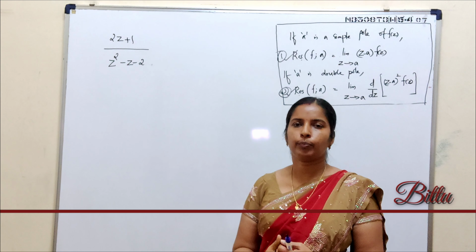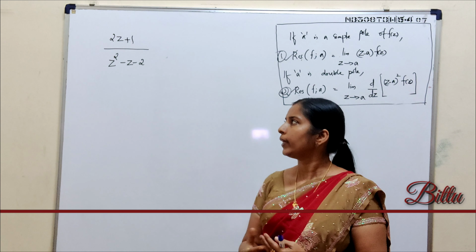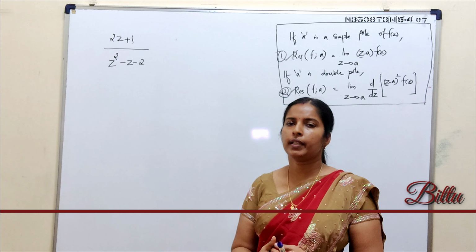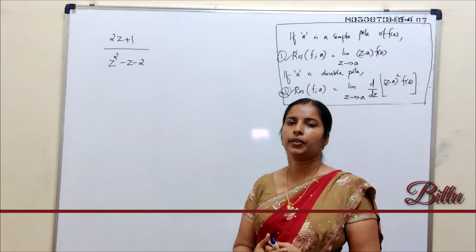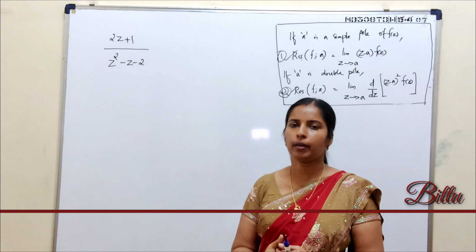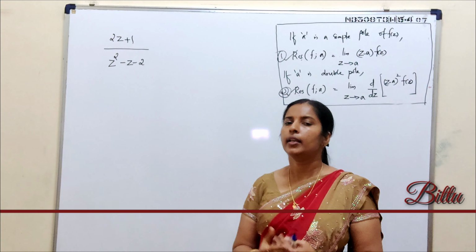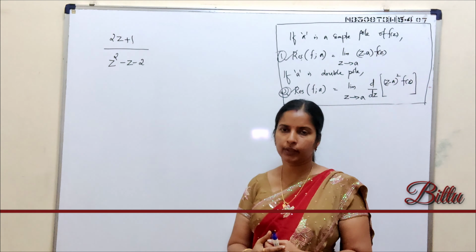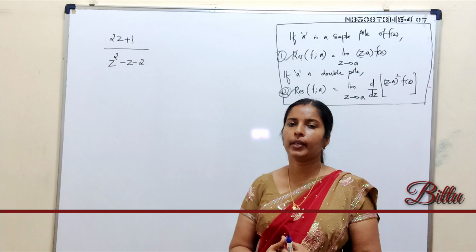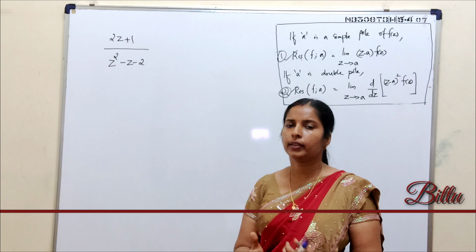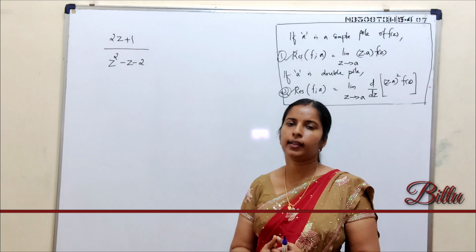Here the singularities are poles. While solving the equation z square minus z minus 2 equal to 0, you can see its solutions are 2 and minus 1. So we can say its poles are 2 and minus 1. It is a second degree equation and we have two solutions. And so we can say these two poles are simple poles.